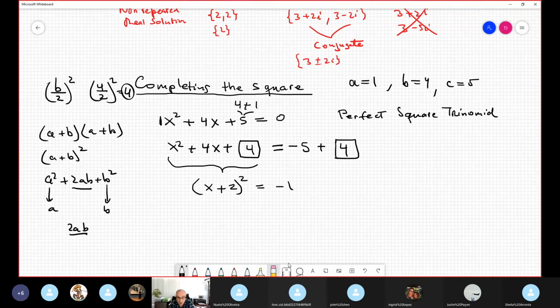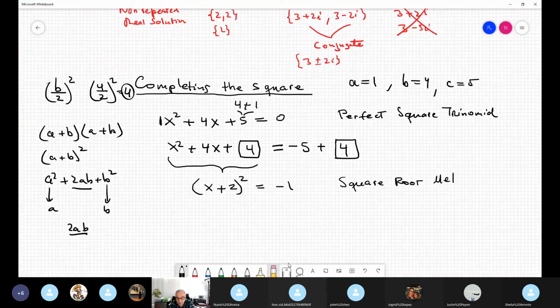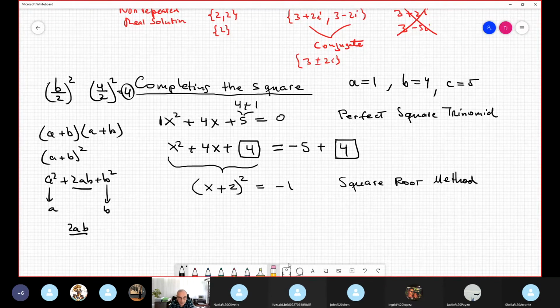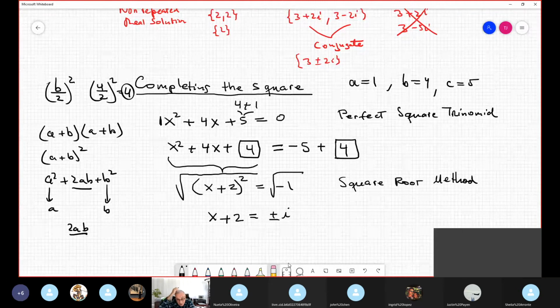Okay, in this moment I apply something called the square root method. The square root method is to apply the square root to both sides. Why? Because I want to cancel out this power 2, and the square root is just x plus 2. And the square root of negative 1 is i, by definition. But you always put plus and minus, double sign, because any square root of a number has a double sign.